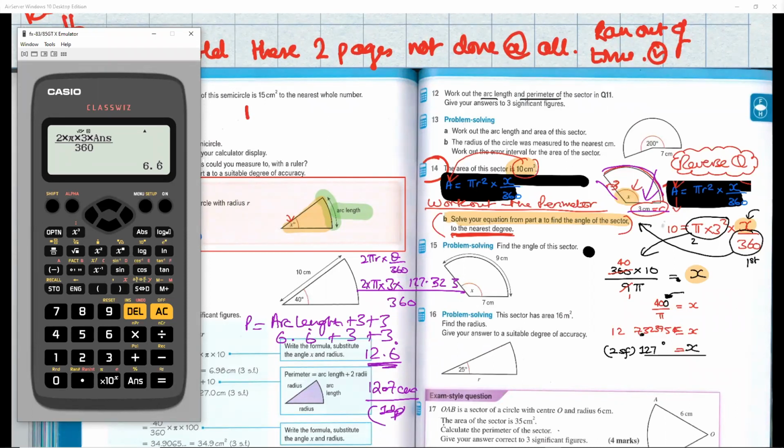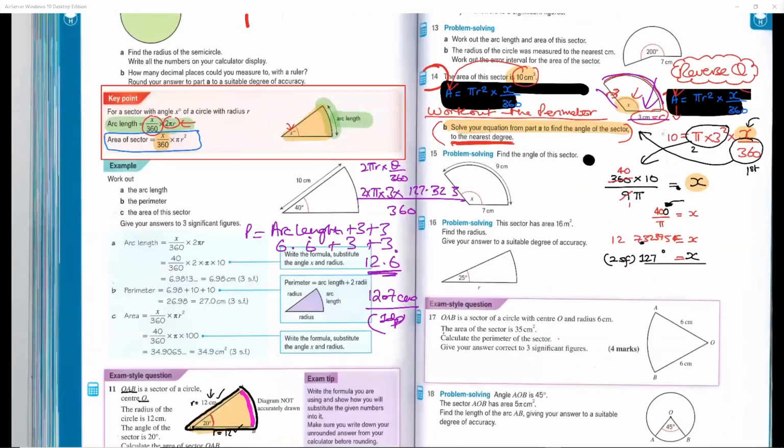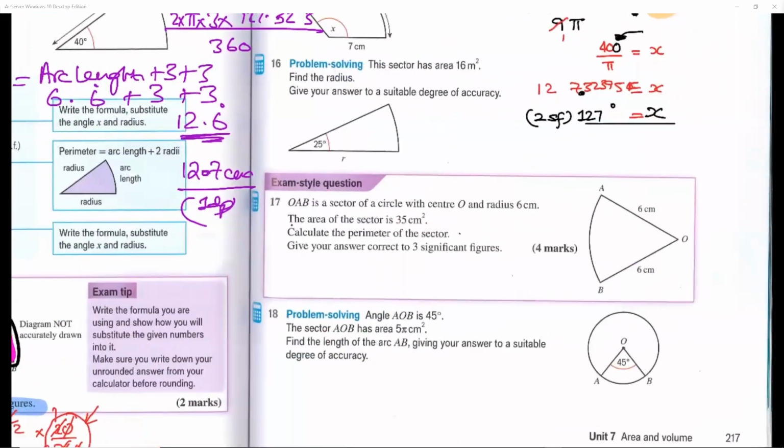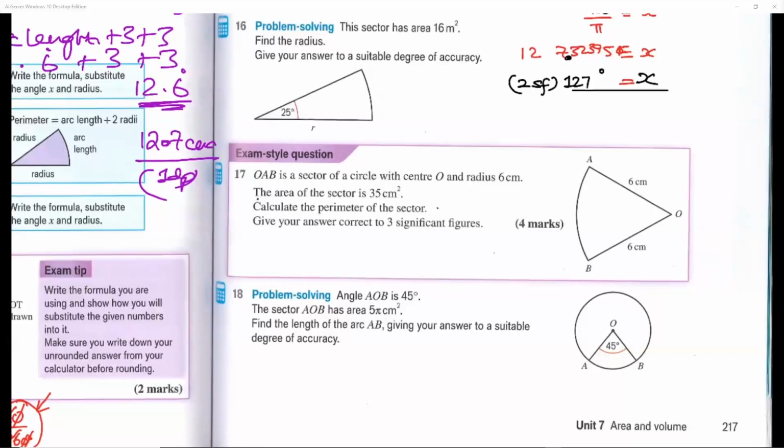Yes. Okay, excellent. Let's move the calculator out of the way. Let's move on. So question number 17, we've just literally done that question in the guise of the one we just done above. So number 17 is very similar.